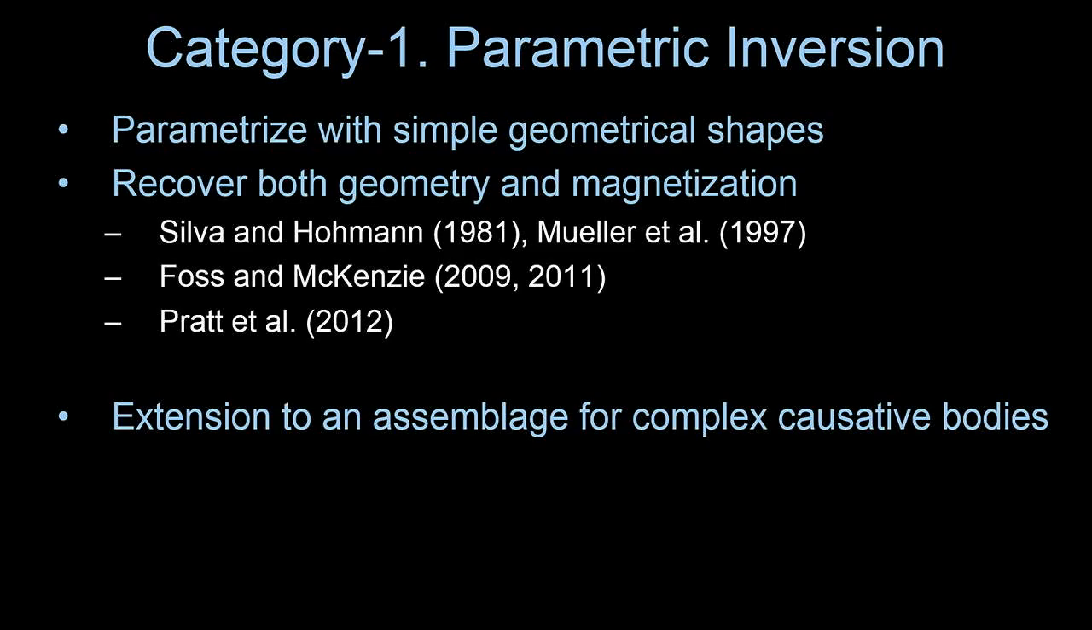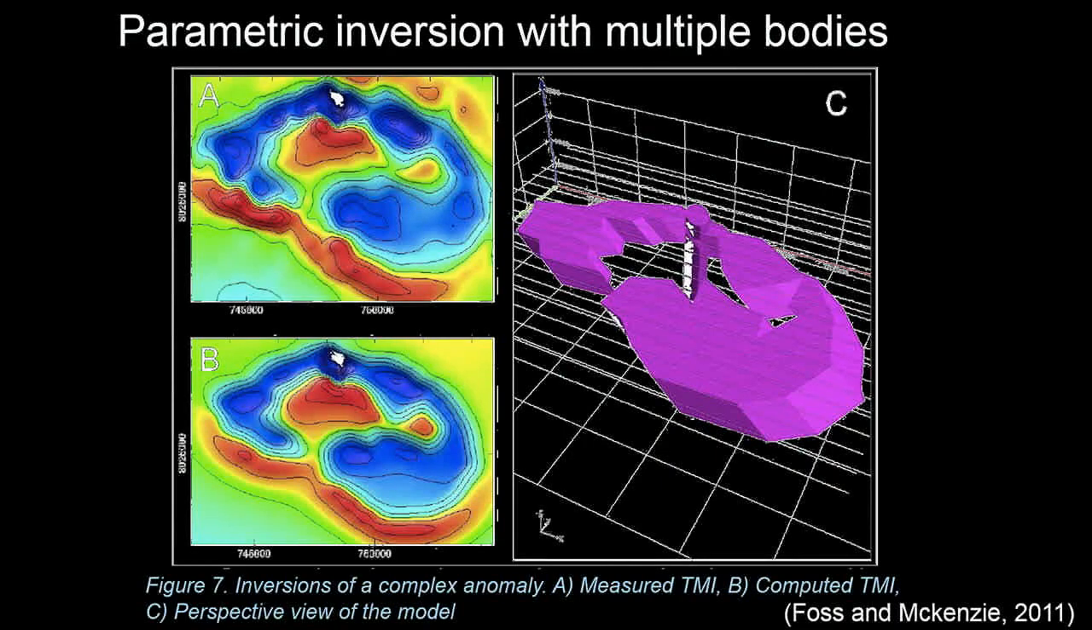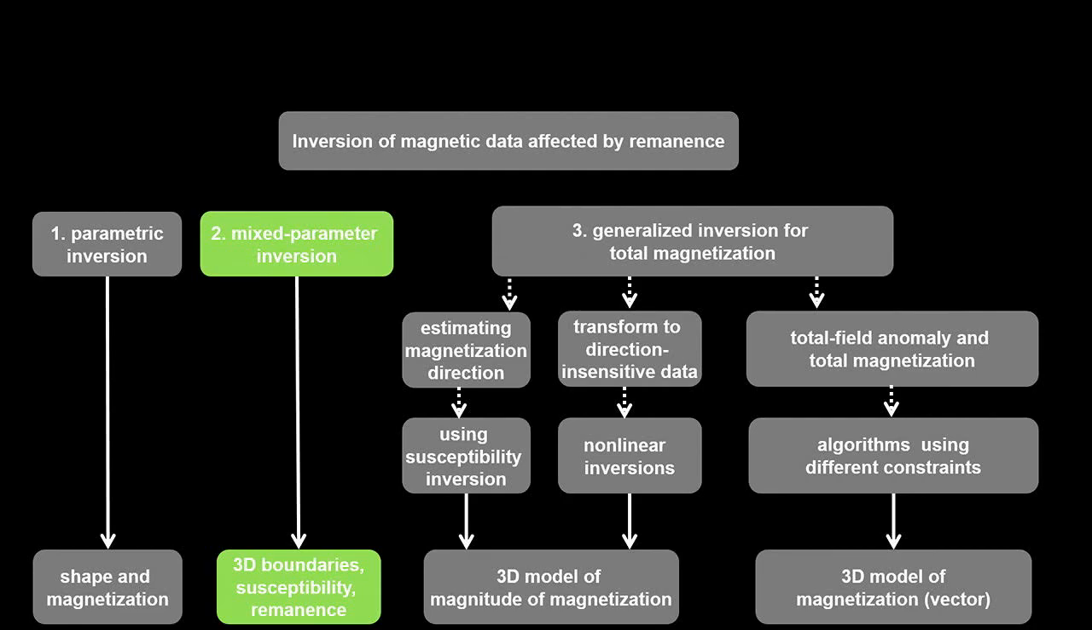And one of the key advances is that instead of a single parametric model, they put together an assemblage of these models, so that allows us to handle very complex anomalies and associated structure. So this is one of the examples from that 2011 paper. They have much better results, but this is one of their first results. It's striking that using simple geometry models, you can actually come up with very complex modeling. So that's the parametric. Moving on, the next one is the mixed parameter inversion.